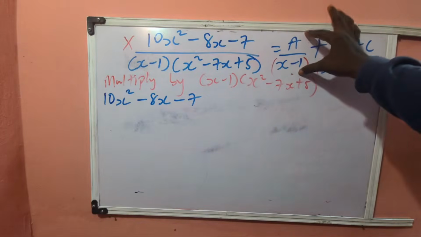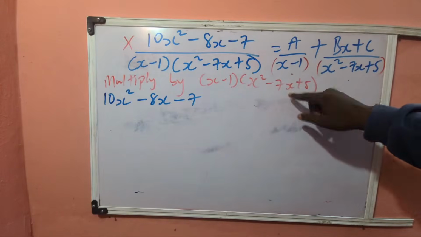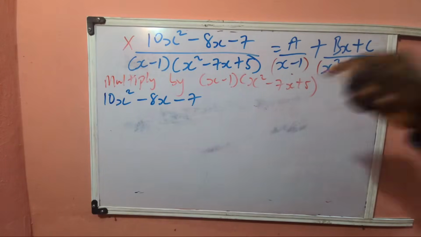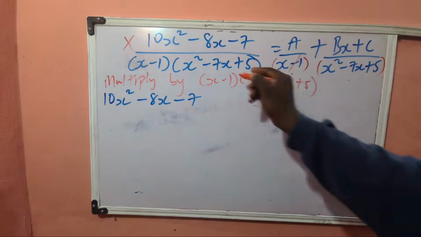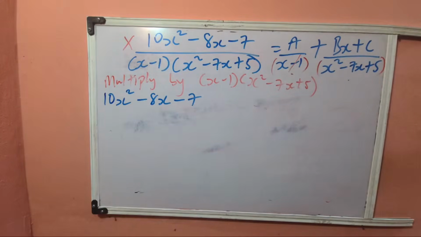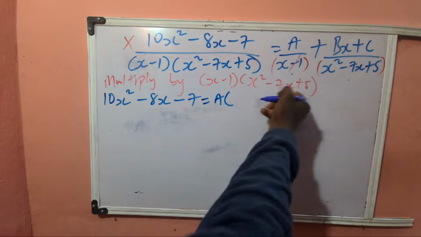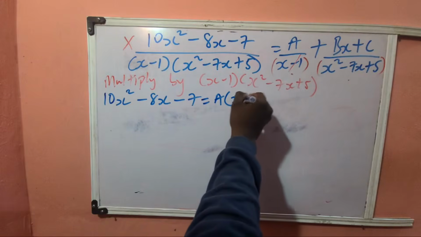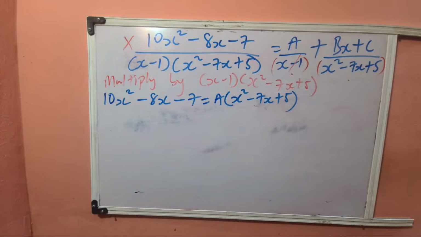If we multiply this particular function with this value, of course, this x minus 1 will cancel the x minus 1 here. So you'll be left with a into bracket, just this one left. That will be x squared minus 7x plus 5. I'm sure you guys can follow what I'm doing here. So let's see for this one.